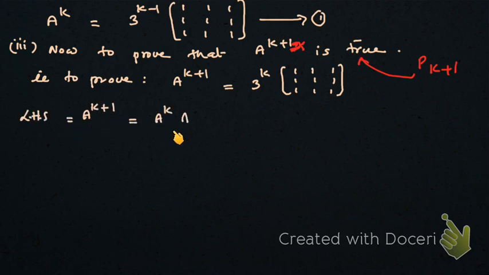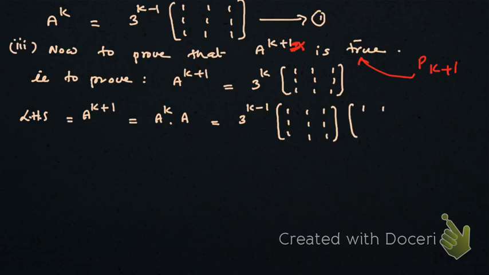The LHS here is A raised to k plus 1, which is A raised to k into A. But what is A raised to k? I know it from equation number 1, so I'm going to copy that. I copied A raised to k from equation number 1, into A, which is there in my question, the 3 by 3 matrix with every single element as 1. It's a 3 by 3 matrix into a 3 by 3 matrix, which I'm going to multiply and get another 3 by 3 matrix.